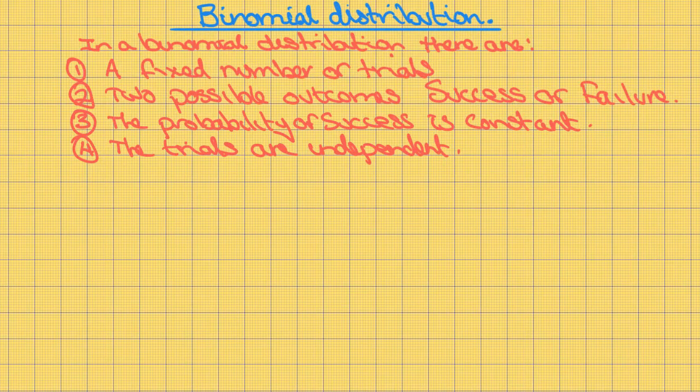Binomial distribution. In a binomial distribution there are: 1. A fixed number of trials, 2. Two possible outcomes, success or failure, 3. The probability of success is constant, 4. The trials are independent. Therefore, we say that X belongs to a binomial distribution with n trials and a probability of success P.